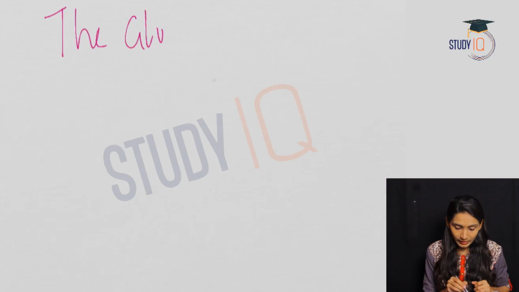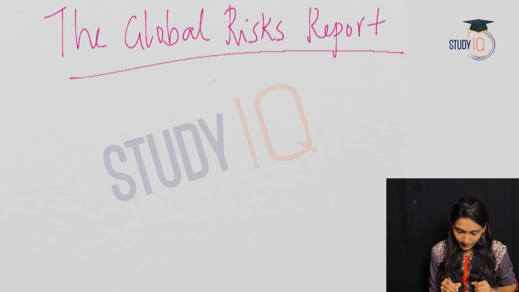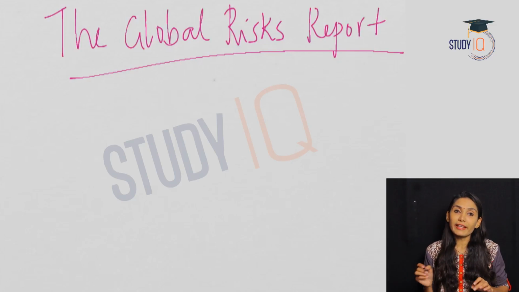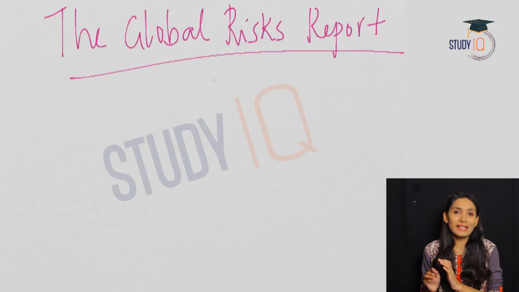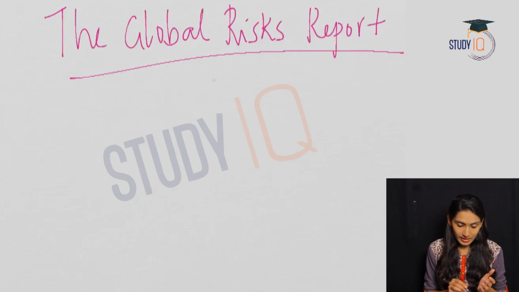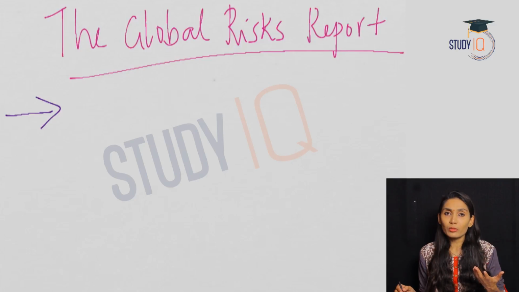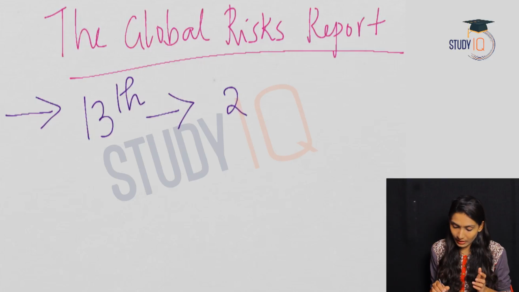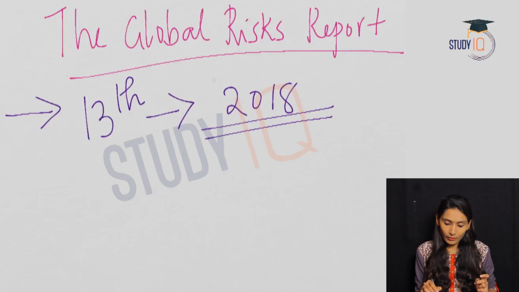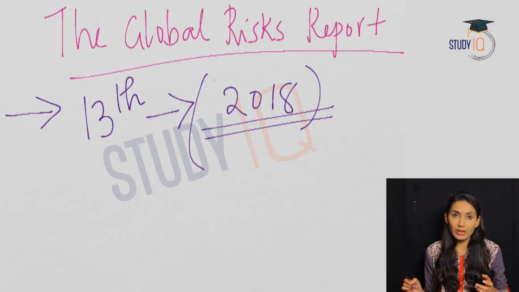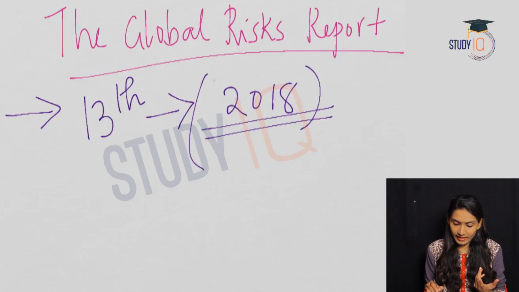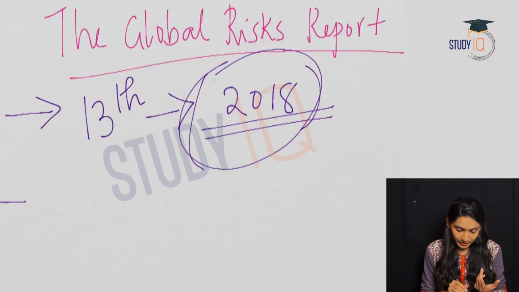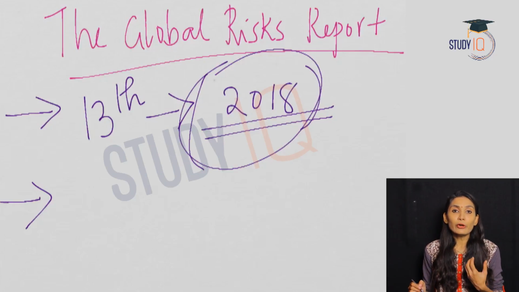Now coming to the next report, that is the Global Risk Report. Under this report, the World Economic Forum highlights the most pressing risks the global world faces. The 13th edition of this report was published in the year 2018. And now we will see what are the highlights of this report in 2018. As we already said, the Global Risk Report highlights the important risks the global world faces, and according to the 2018 report, the World Economic Forum has come up with 4 major risks.